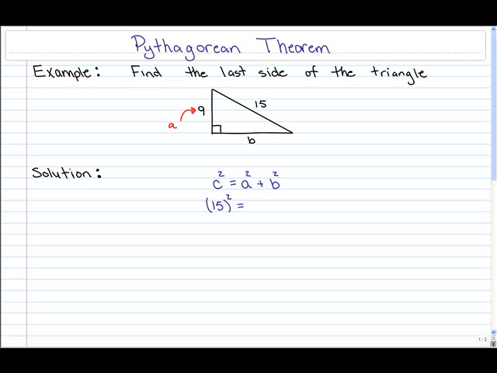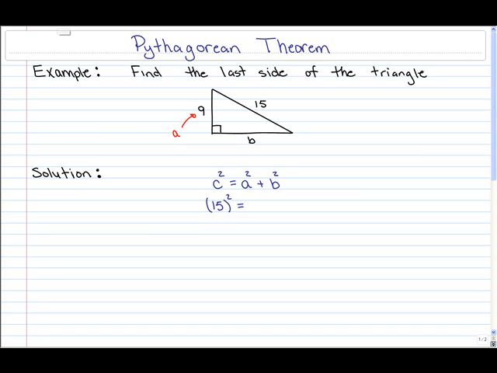Now if I were to switch that and say that B was 9 and this was A, it wouldn't make a difference for this formula right here. So A and B are basically interchangeable. However, for this right angle triangle, B is labeled on the one side, so this side must be A.